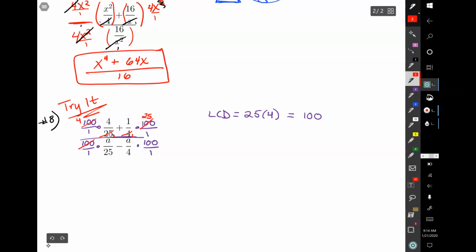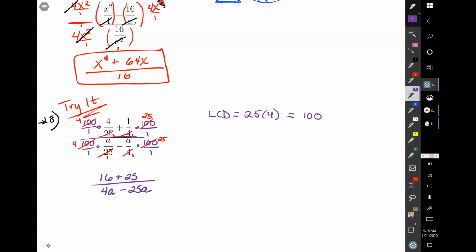Same kind of thing with the denominator. I'm going to end up with 4 over 1, and then I have the a times 4 times 100, which will leave me with 25 over 1. So now when I clean this up, I have 4 times 4 in the numerator is 16, plus 1 times 25, all divided by 4a minus 25a.